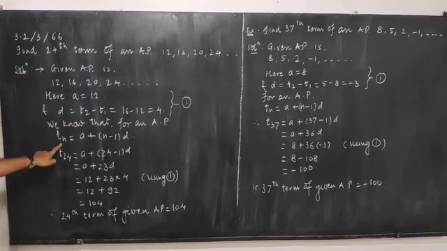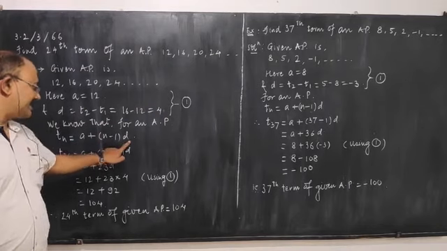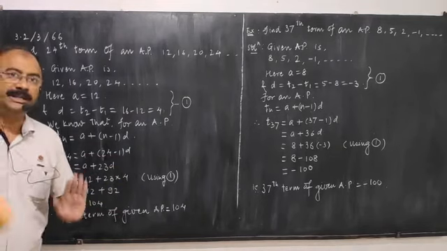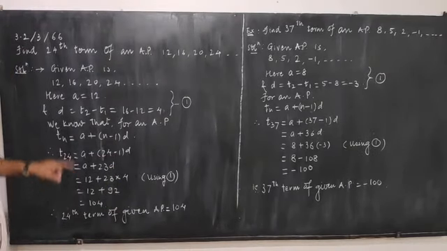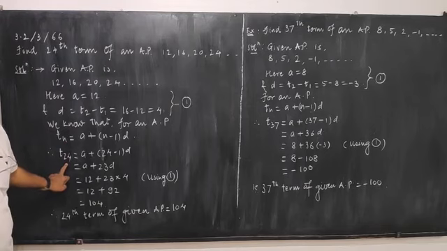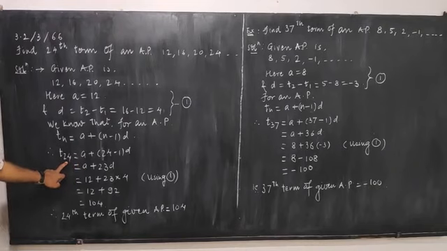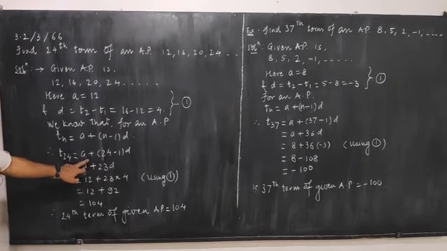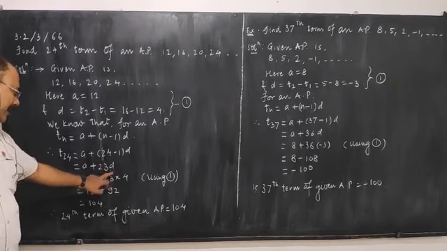We know that Tn is equal to a plus n minus 1 into d for an AP. This is the formula which we have already derived. What do we want to find out? The 24th term, that means T24. In place of n you have to put 24. So if I am putting n is equal to 24 here, I have to put n is equal to 24 on the right side also. So you will get a plus 24 minus 1, that is 23d.